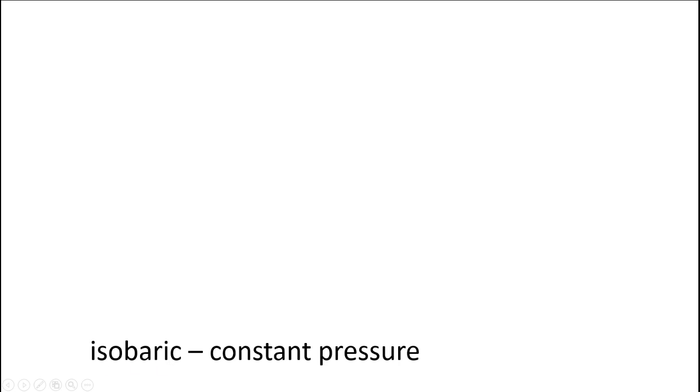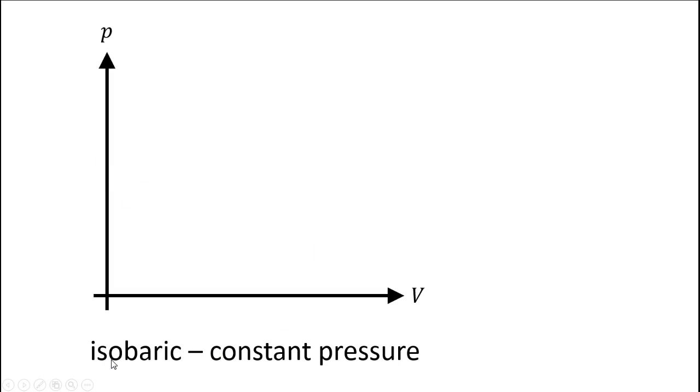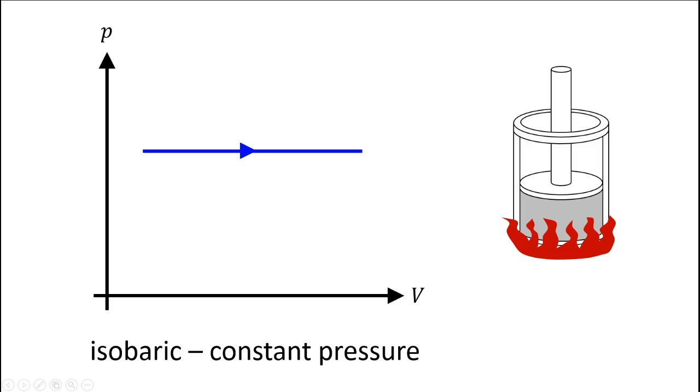There are only a few types of processes, and you've already learned the first. It's an isobaric process, which means the pressure is constant. The PV graph of an isobaric process is just a flat line. Now you can have isobaric expansion, so that the volume increases, and the way we get isobaric expansion is to heat the gas and add heat from the surroundings. That causes it to expand.